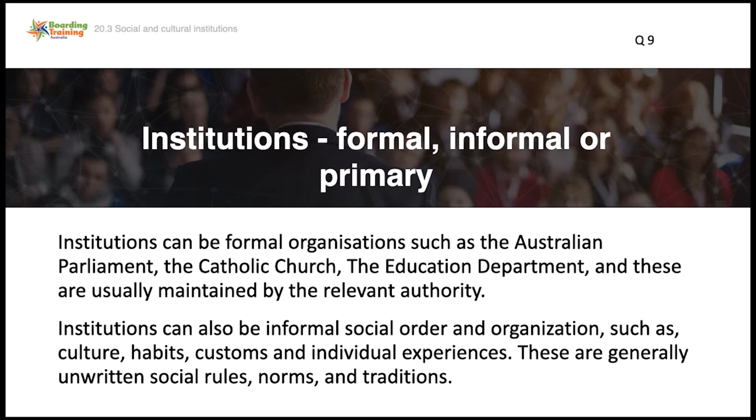Formal institutions include things like the Australian Parliament, the Catholic Church, the Education Department, and these are usually maintained by the relevant authority or the relevant people. Informal institutions are social order and organisations such as culture, habits, customs and individual experiences. These are generally unwritten social rules, norms and traditions.